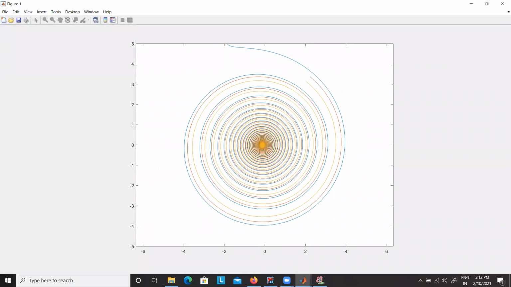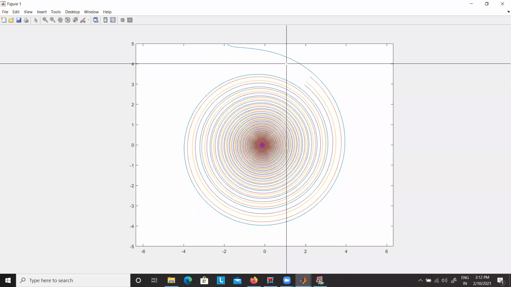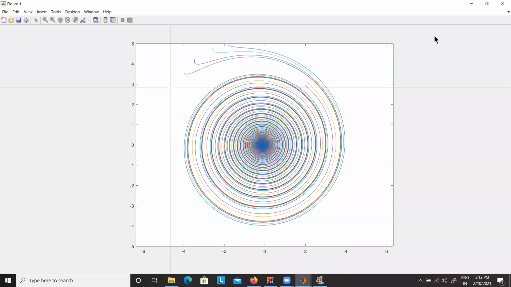Only the small amplitude solution is left. You see, it has disappeared. Something is going on here. I don't know what that is. Here you go. I have to use larger axis.